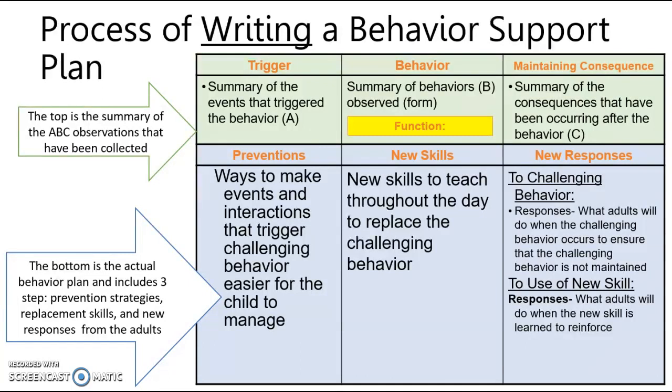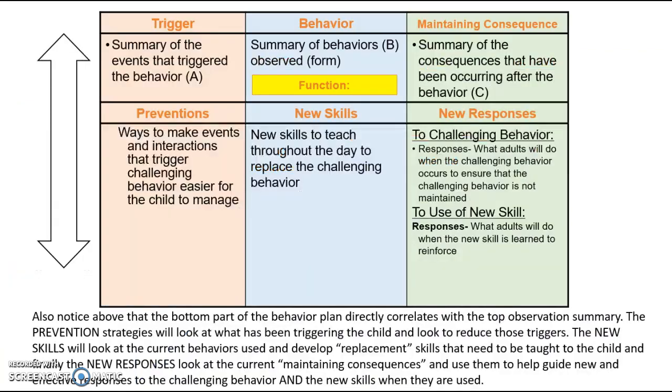So if the function is gain, everything you do in your prevention strategies, the new skills that are being taught, and the new responses that the teaching team is going to use all have to be written with the function in mind. And as we go through this, you'll see how that will change based on the various functions. The other thing I want to point out is that the bottom part of the behavior plan directly correlates with the top plan. So the preventions, those are the ways that you're going to make the events and the interactions that trigger the challenging behavior easier for the child to manage, okay, or essentially try to eliminate some of these behaviors.